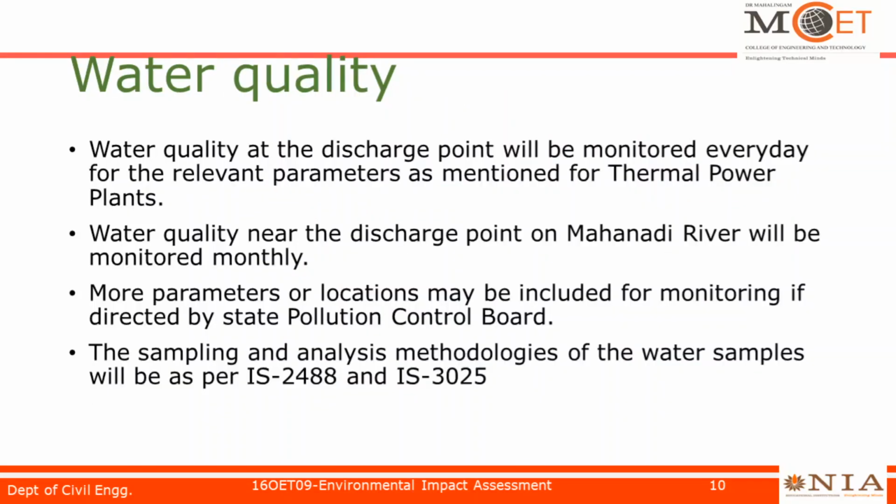Water quality. So water quality at the discharge point will be monitored every day for the 11 parameters as mentioned for thermal power plants. Water quality near the discharge point on Mahanadi River will be monitored monthly because this project was near Mahanadi River. More parameters or locations may be included for monitoring if directed by the State Pollution Control Board. The sampling and analysis methodologies of the water samples will be as per IS 2488 and IS 3025.